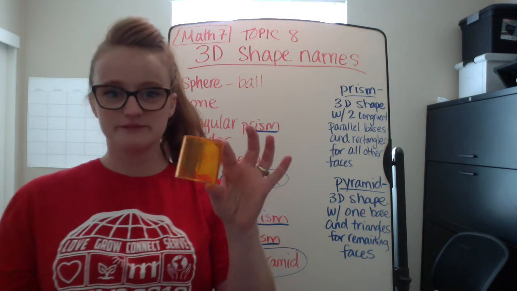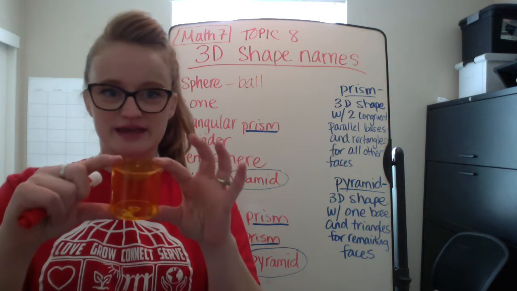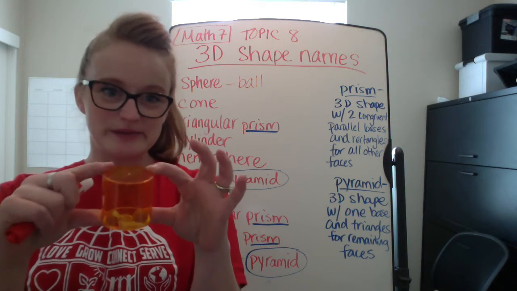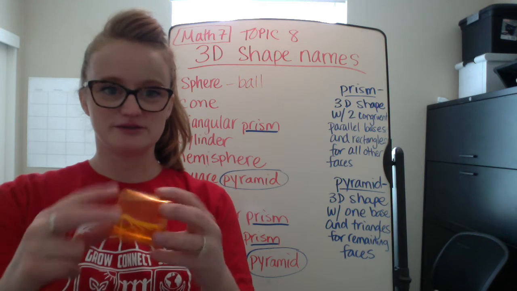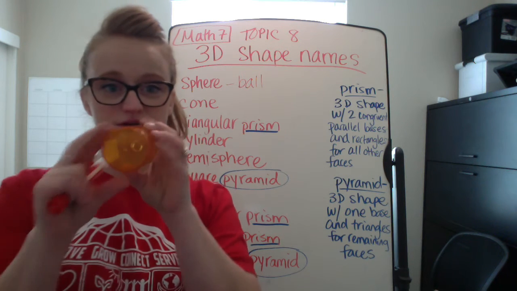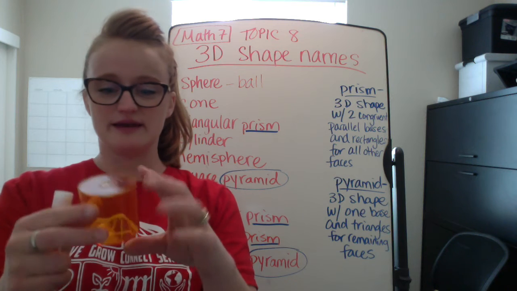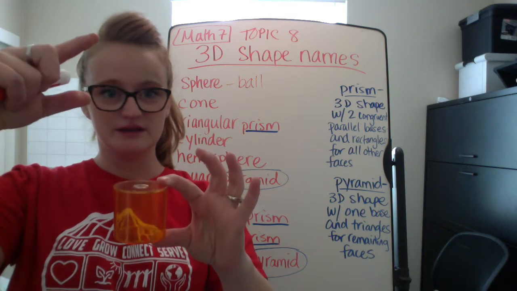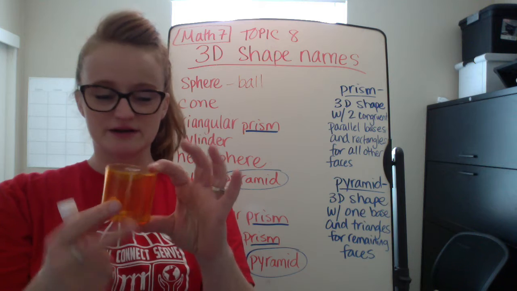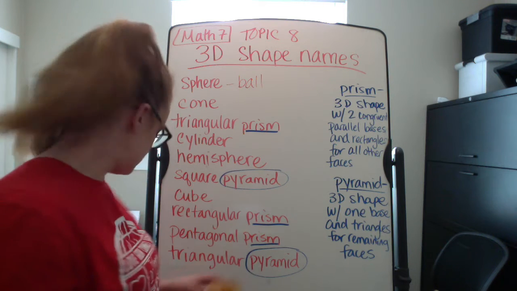A cylinder, most of you know this one, like a can of soda or a can of green beans. A cylinder has bases that are circle shaped, and it's basically just a circle that's extended. So these can be taller, shorter, skinnier. All right, so this is a cylinder.